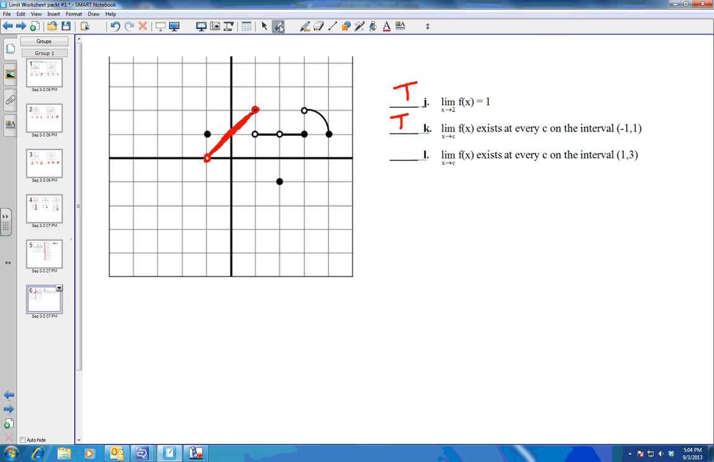The next one is pretty much the same, but they've changed my interval. Now they're talking about from 1 to 3, not including the endpoints. So I can't include this point, can't include this. Does the limit exist everywhere? Yes, it does. Even though there's an open circle here, the limit still is approaching the same number. So that is also true. And that is worksheet number 1.